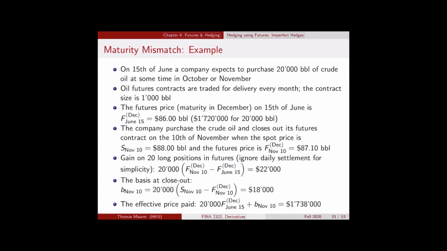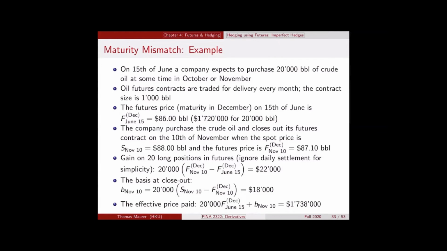And let's say you have contracts available with delivery time in every month. Now, if you want to be conservative because you don't know whether you want to hedge your position until early October or until late November, let's suppose you choose a futures contract which has maturity in mid-December. So taking a maturity date slightly longer than until when you actually want to hedge. Now let's suppose that the futures price on June 15th with a maturity in December is $86 per barrel of oil, meaning for 20 contracts or 20,000 barrels of oil, that would be $1.72 million.